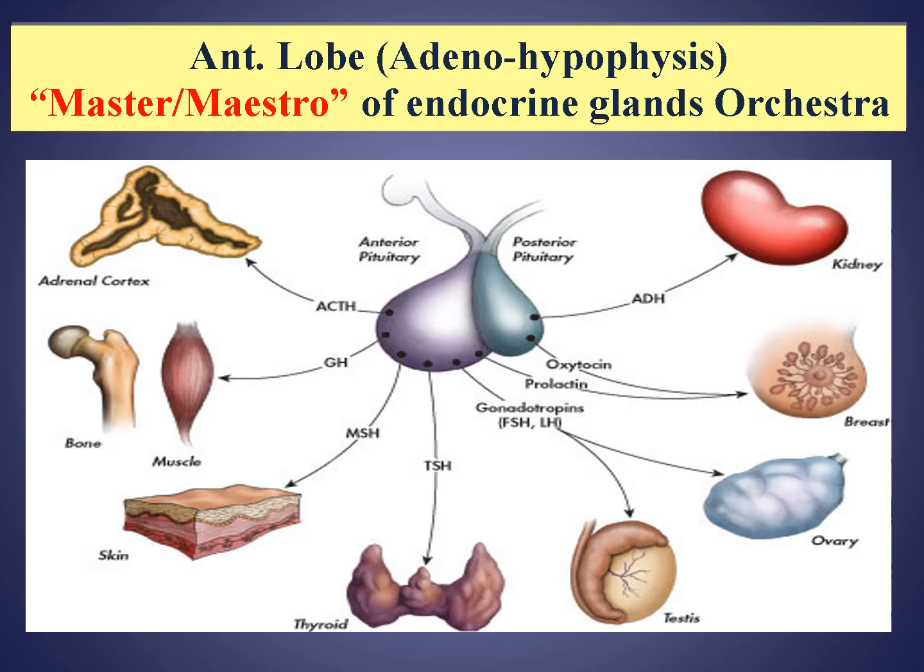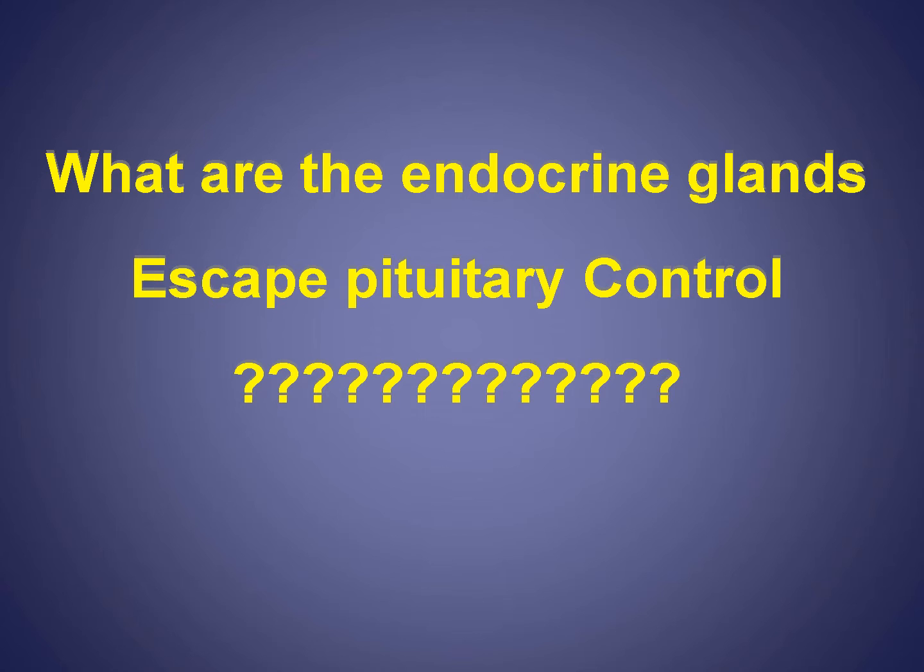The anterior lobe, which is adenohypophysis, again is the master gland in our body, or maestro gland of the endocrine orchestra, secreting many hormones that control the other glands in our body. What are the endocrine glands escaping pituitary control? We said before that we have growth hormone, we have TSH controlling the thyroid gland, we have ACTH controlling the adrenal cortex, and we have gonadotropins controlling the gonads, either ovaries or testes.